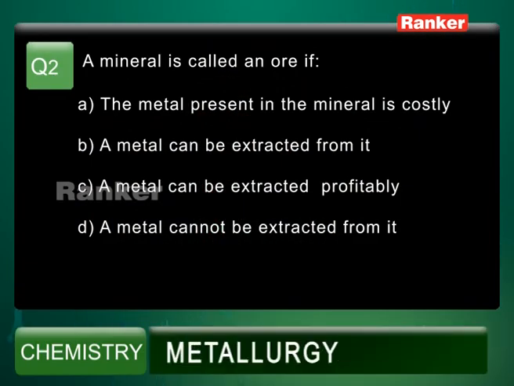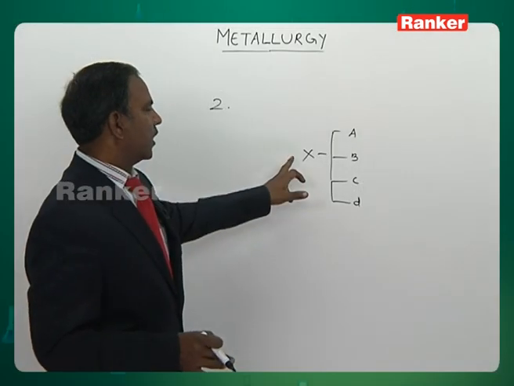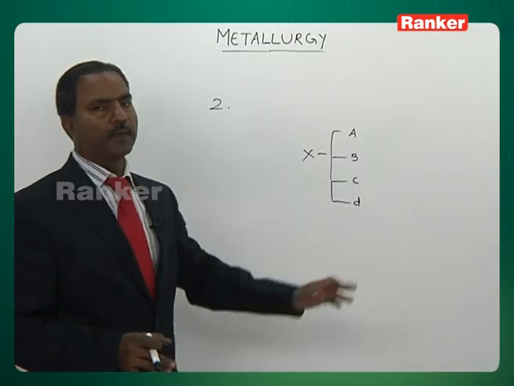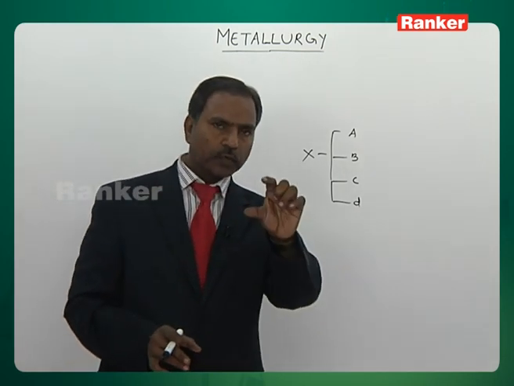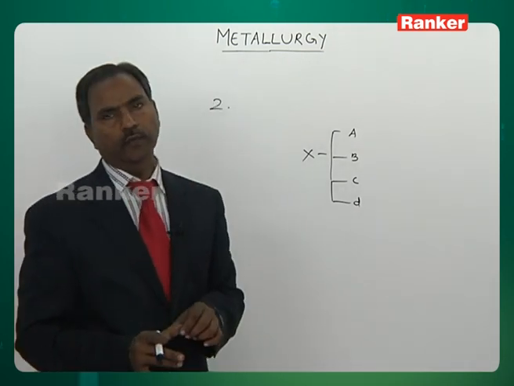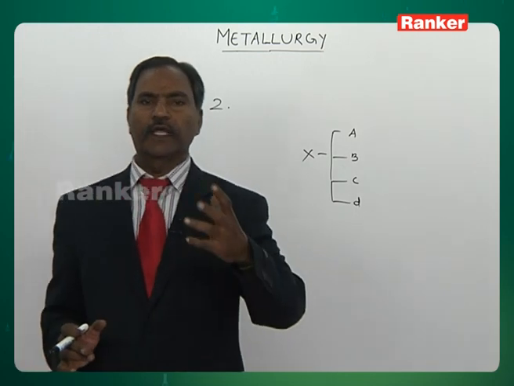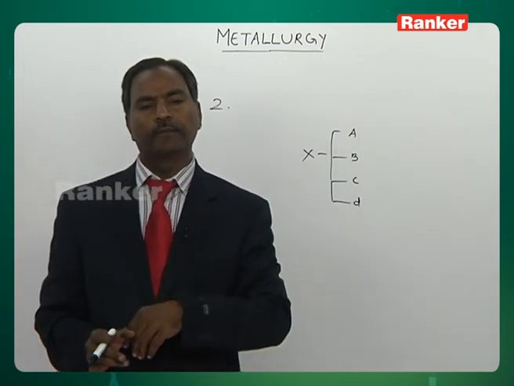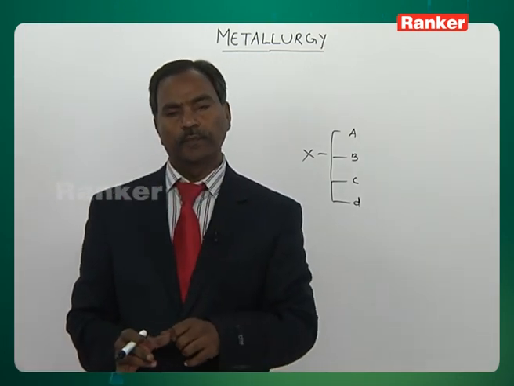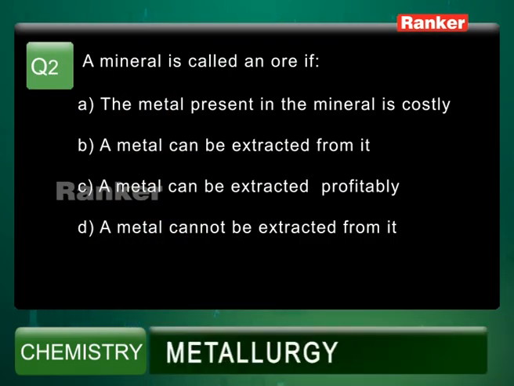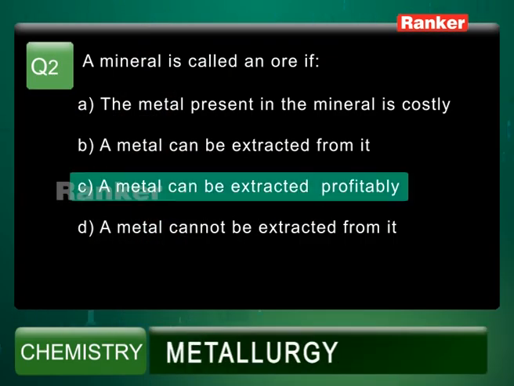A mineral is called an ore if a metal present in the mineral is costly; a metal can be extracted from it; a metal can be extracted profitably; a metal cannot be extracted from it. What I said: a metal is having different types of minerals, but among those we take only the one as ore from which we can extract the metal profitably. So, for question number 2, answer is C.